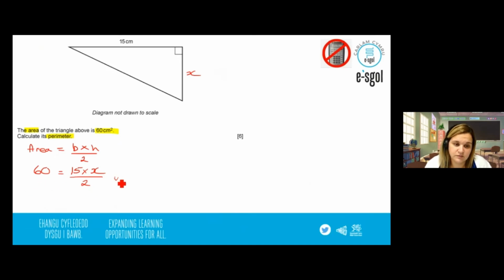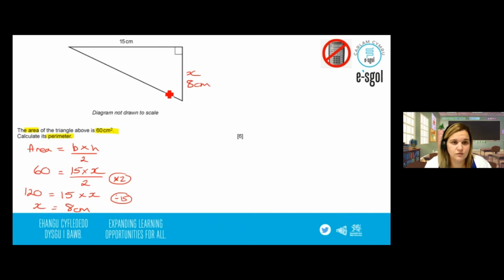So I'm going to times both sides by 2. So I'm going to have 120 is equal to 15 times some number that I'm going to work out. And then I'm going to divide both sides by 15 to get the answer for this height, which comes out to be 8 centimetres. I'm going to go back up here now and write this onto my diagram so that I have the information as I'm going through the question. So remember now, I'm going to go back and it says I need to find this perimeter.